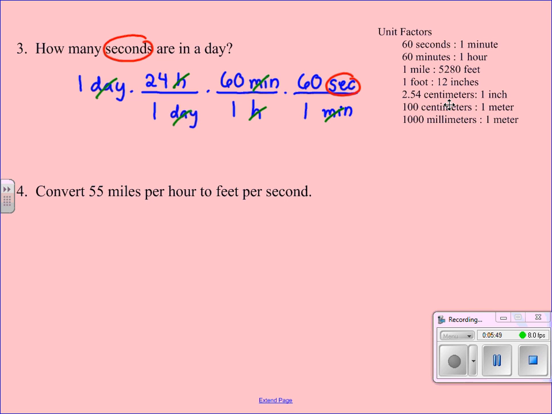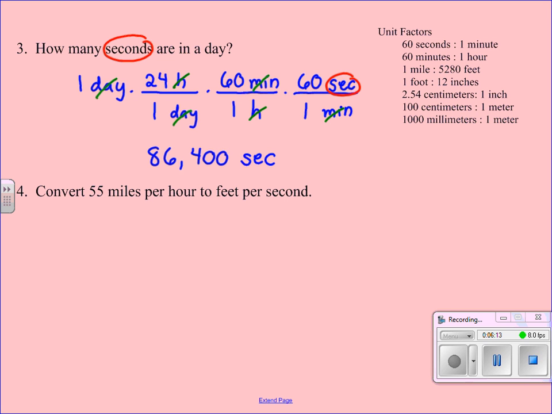So we really haven't done any math yet. We've just written out our plan. So now you would take your calculator and multiply the 24 times the 60 times the 60, and you would learn that there are 86,400 seconds in one day. Again, not a fact that you should know off the top of your head, but something that's really easy to figure out when you consider the dimensional analysis.